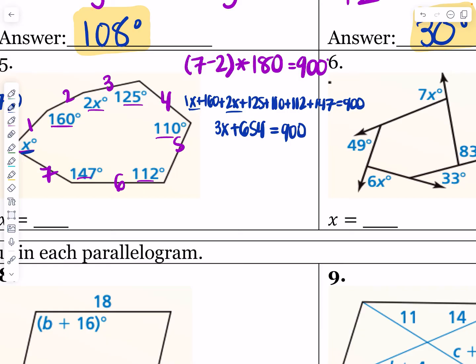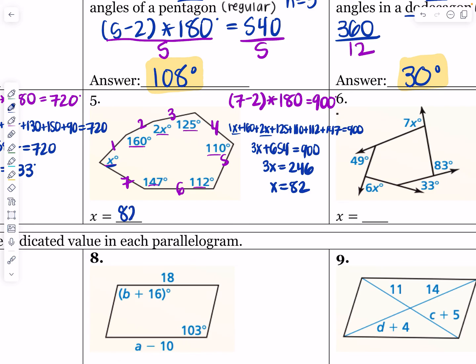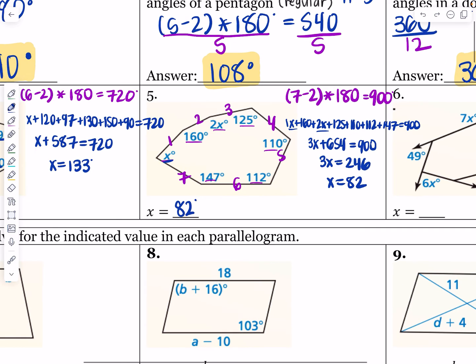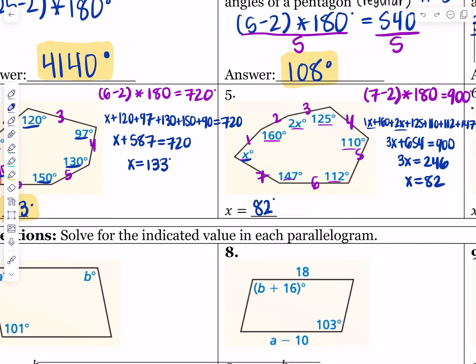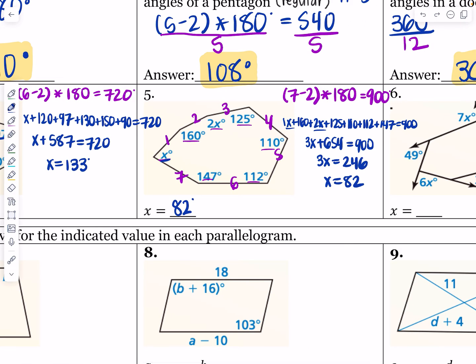And so then I'm going to subtract 654 from both sides to figure out what I have left in the budget for the 3x. 3x equals 246. So I'm going to take 246 and divide that by 3, and I get 82 for my value of x. So x is 82 degrees. If I wanted to find out what this angle is right here, I would just do 2 times 82, but they did not ask me for that. Okay, so the only thing that changed going from number 4 to number 5 is I went from a 6-sided figure to a 7-sided figure, so my grand total grew.